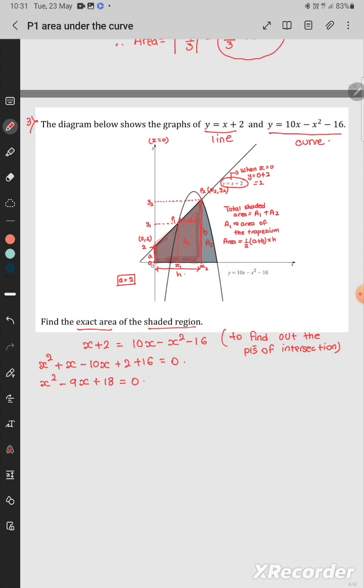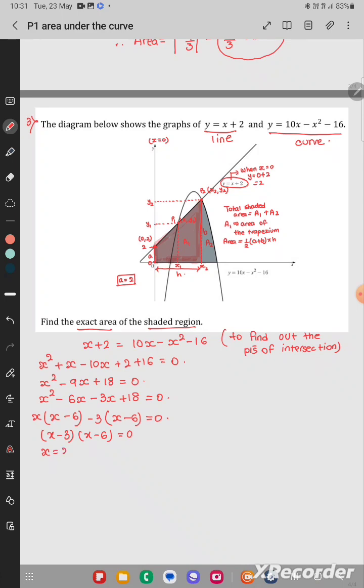So we have got one quadratic equation, and to solve for x we can use middle term factorization. So x squared minus 6x minus 3x plus 18 equal to 0. I can take x common, so x bracket x minus 6. Now from this side let's take minus 3 common, so minus 3 bracket x minus 6 equal to 0. So what are the two factors? x minus 3 and x minus 6 equal to 0. So from here the two roots are x equals 3 and x equals 6.